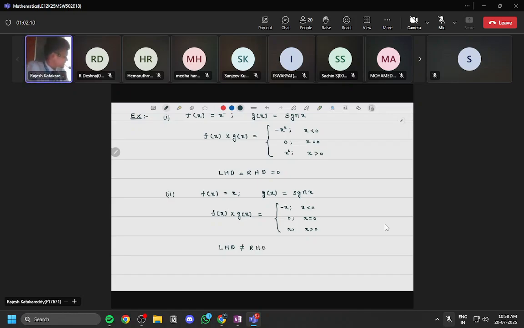Now let us learn about reasons of non-differentiability. What do you think the first reason can be for non-differentiability?